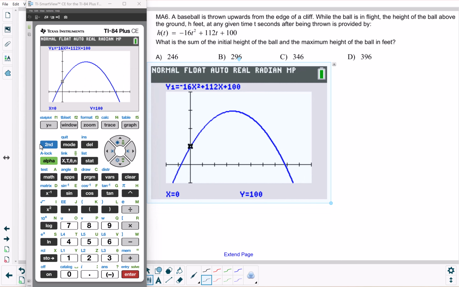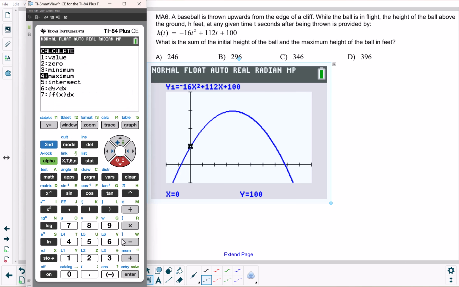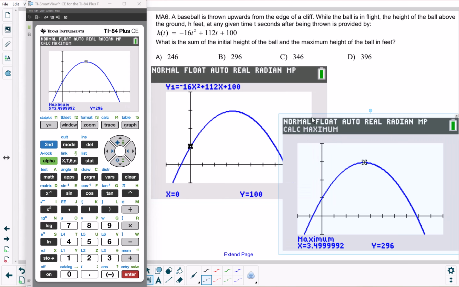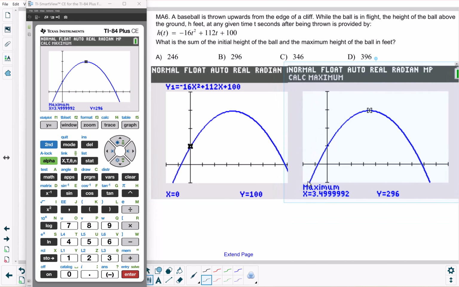The maximum height is found by using the calculate menu, second trace, and maximum is number 4. Left bound, that is the left bound 0, enter. Right bound, let's say maybe 6. And let's go with 4 as my guess. And my guess wasn't too bad. It turns out that would be rounded to 3.5 seconds, and the height is 296. So if we add those, initial plus the maximum, we'll get the D, 396.